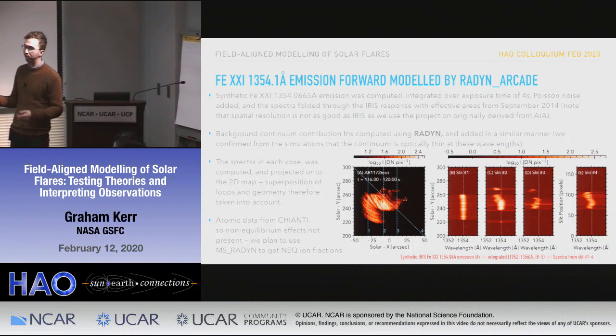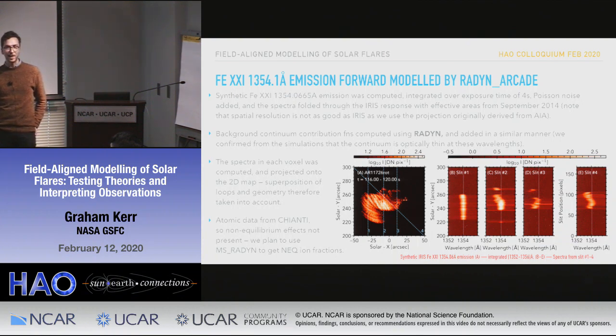And when we did this, we passed it through the IRIS response. So we added some Poisson noise, integrated over a typical IRIS exposure time. We used effective areas from the status changes during the mission. We should note we're actually a little bit worse than IRIS because we did this on an AIA map, so the pixel dimensions are 0.6 arcseconds, which is not as good as IRIS, but we didn't want to have to reproduce the whole projection matrix for IRIS. But we tried to get as close as possible. We added a background continuum, just using the Radon simulations, and then produced this map. This is a snapshot from one map.